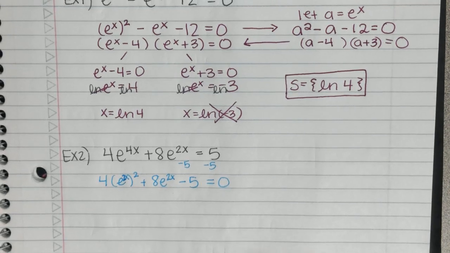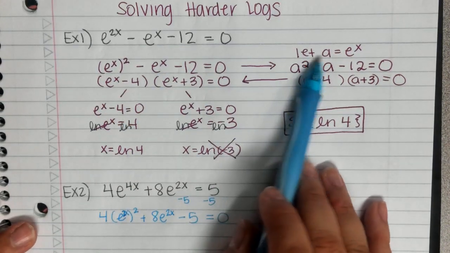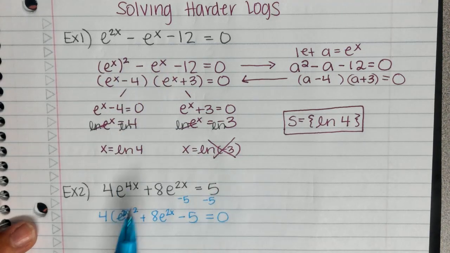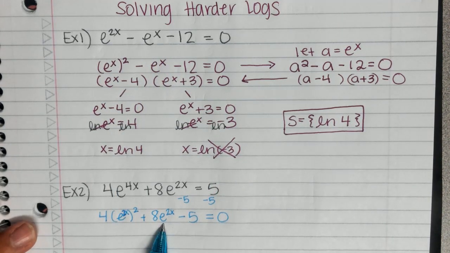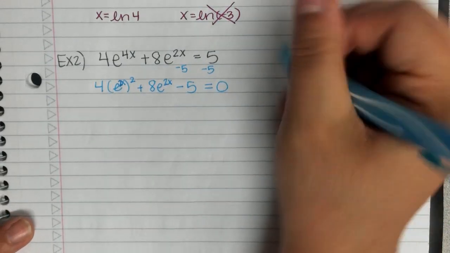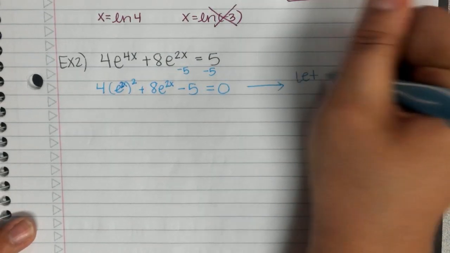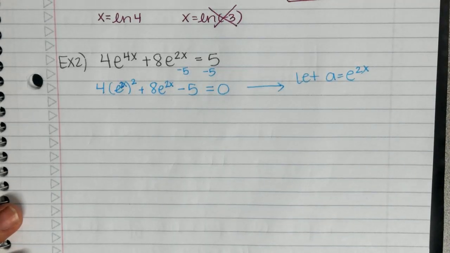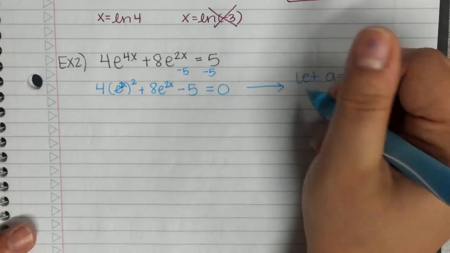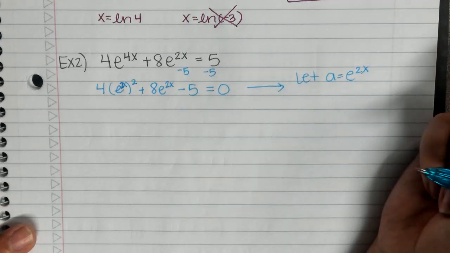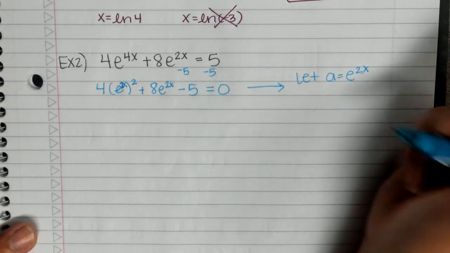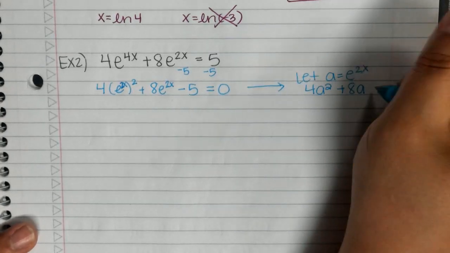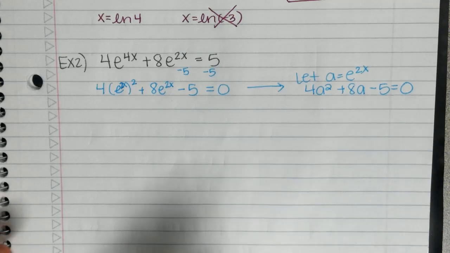So if y'all look up at the other problem we did, we just let a equal e to the x, because y'all see how e to the x is in the middle, and we were able to square it. Here, it's e to the 2x. So here, we are going to let a equal e to the 2x. If we do that, what is our new equation going to be? 4a squared plus 8a minus 5 equals 0.